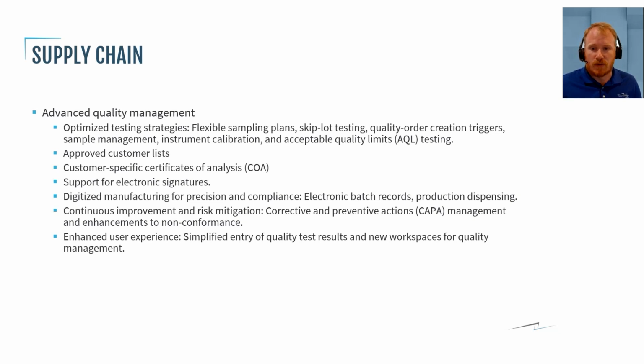We're going to get approved customer lists. This is basically the same as approved vendors, but as the title would imply, this is for customers. So we can limit specific customers so that they can only order specific items. We're also getting support for electronic signatures. And I think this is mostly coming to support the next bullet, which is support for electronic batch records.